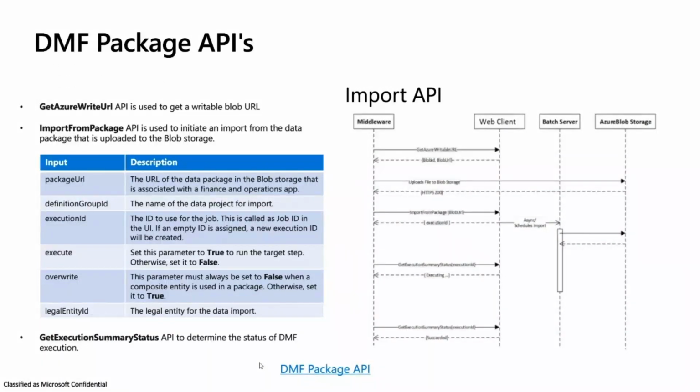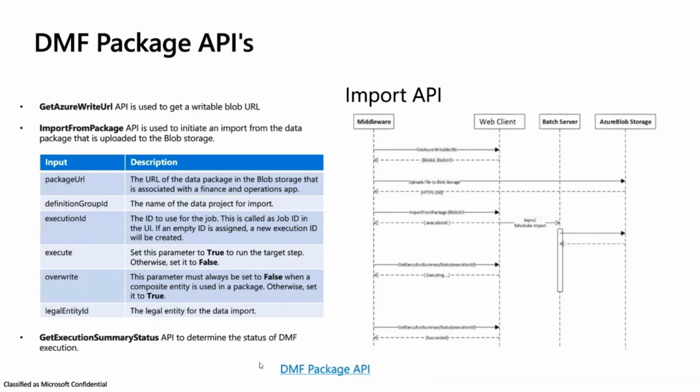There's another parameter called execute, which by default is true, but if you do not want to run the target step, where target step means from external system to staging and then staging to target, then you can set it to false. There's another parameter called overwrite, which is typically false. If you set it to true, then based on the package you are sending, it will override the mappings on the data project you have created. The last one is the legal entity.